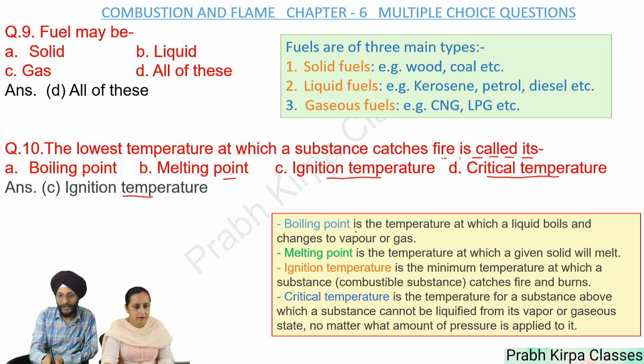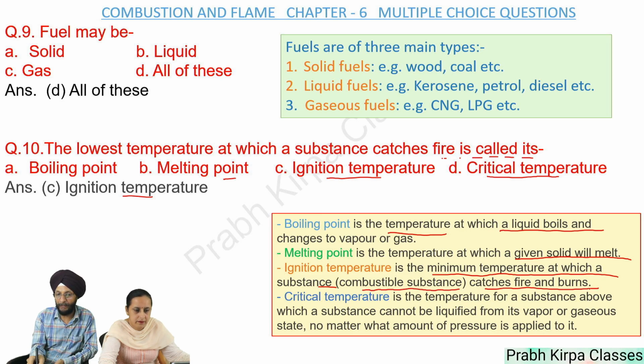So far as boiling point is concerned, it is the temperature at which a liquid boils and changes to vapor or gas. Melting point is the temperature at which a given solid will melt. Ignition temperature is the minimum temperature at which a substance, that is a combustible substance, catches fire and burns.